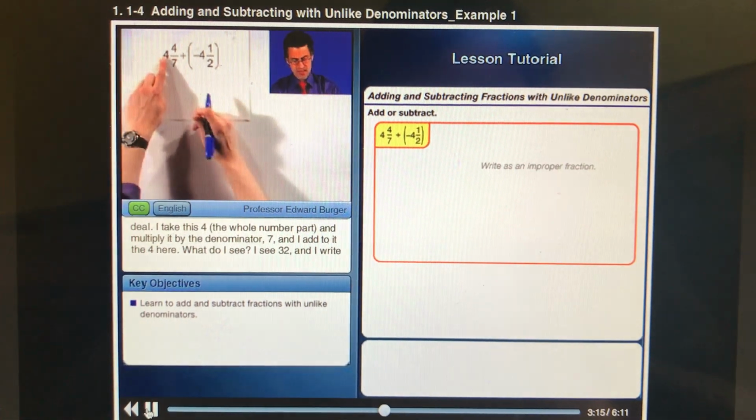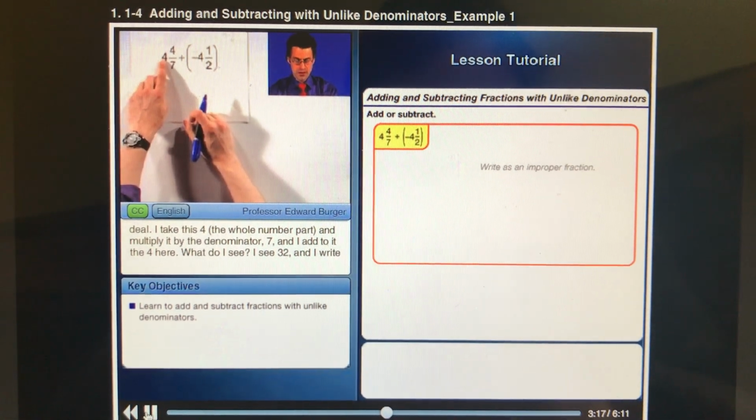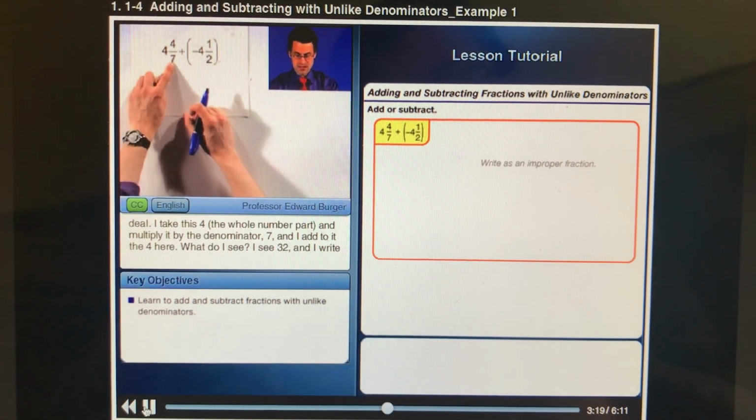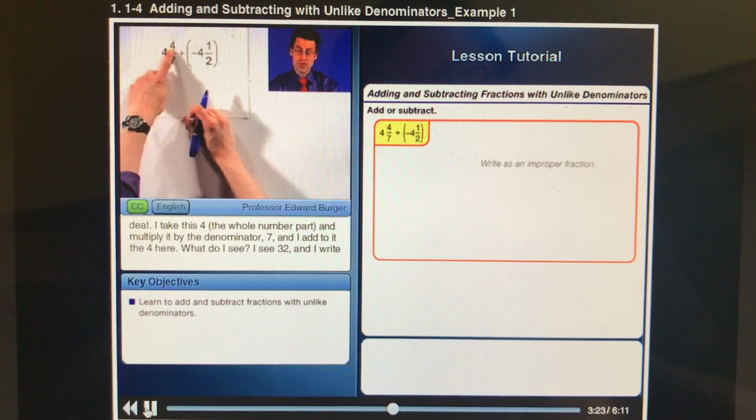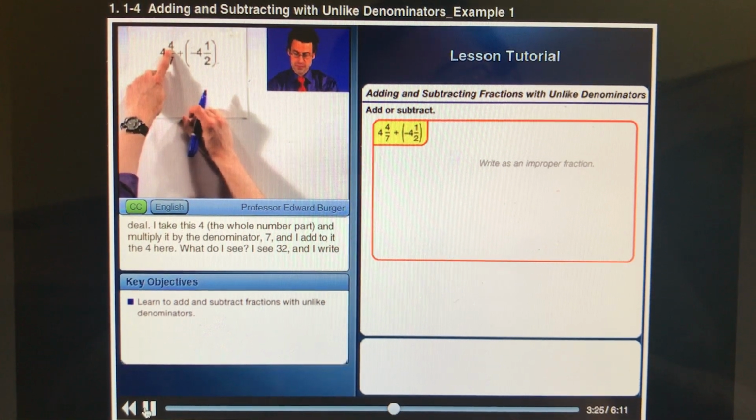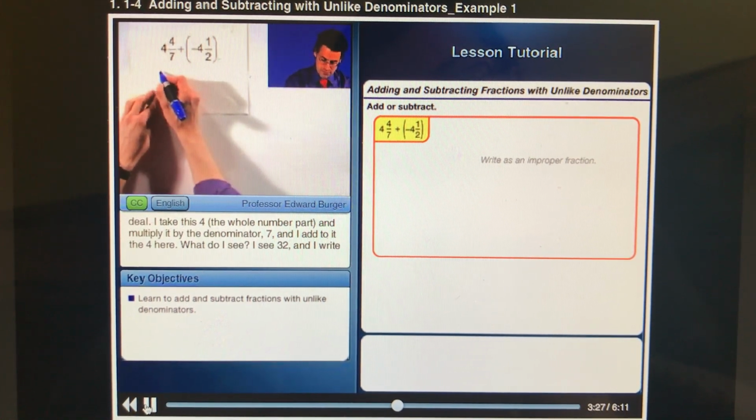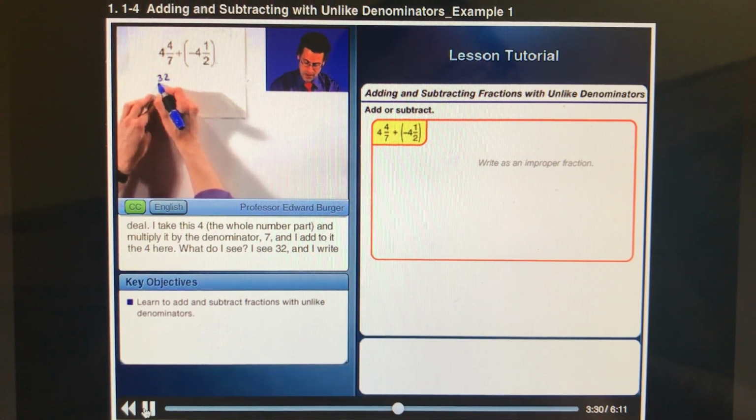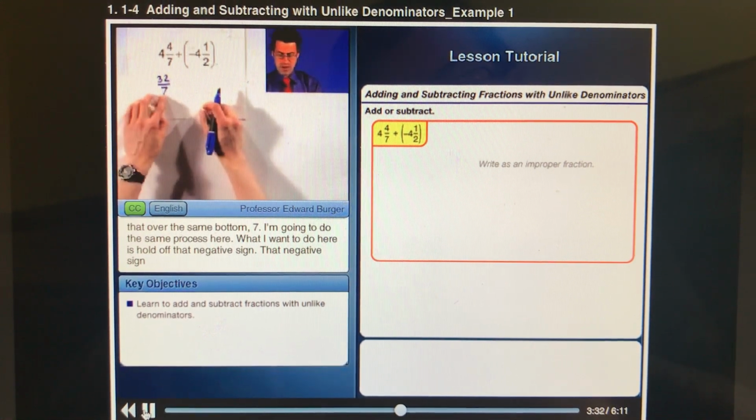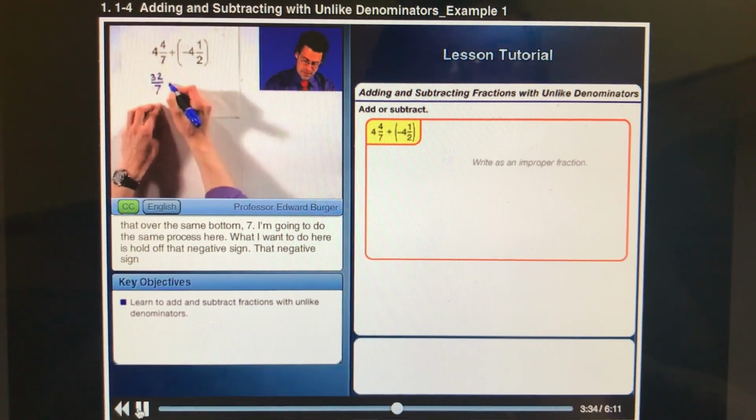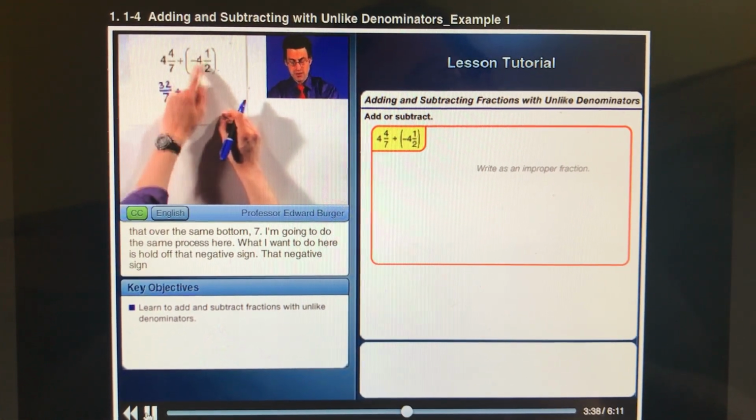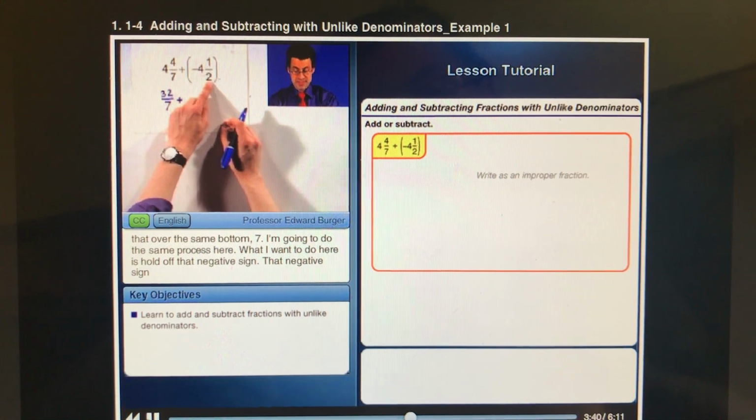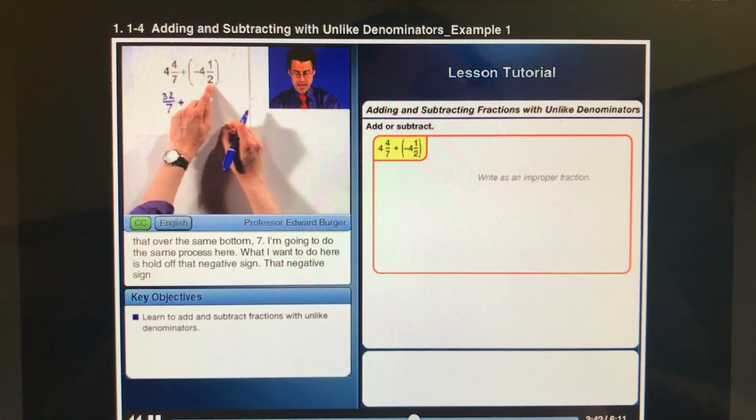What do I do? I take this 4, the whole number part, multiply it by this denominator, 7, and then I add to it the 4 here. And so what do I see? I see 32. And I write that over the same bottom 7. And then I'm going to add, and I'm going to do the exact same process here. Negative 4 times this 2, that's actually negative 8.